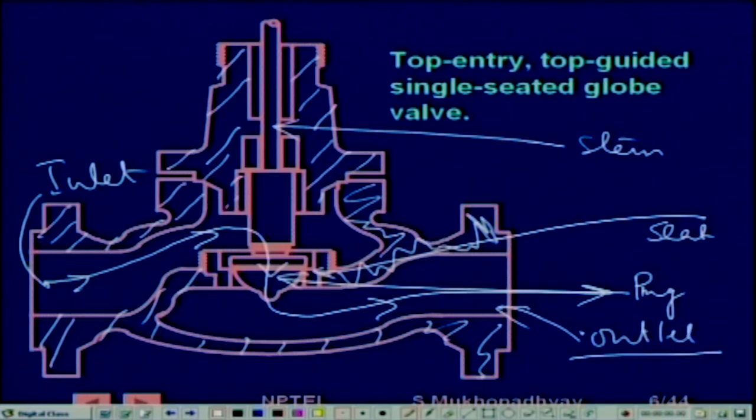So this is a top entry, because the valve stem enters from the top, top guided. Here there is only one guiding piece, that is top guided, not top and bottom guided. Single seated because there is only one seat. Globe valve. So these valves are one of the most common types of valves used in the process industry.